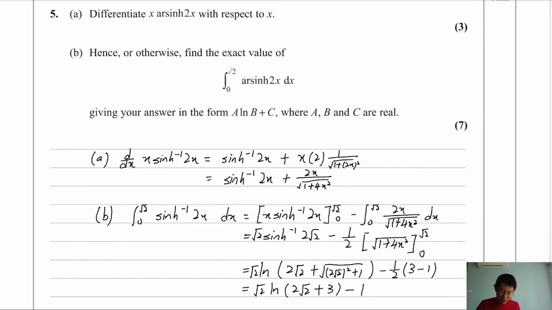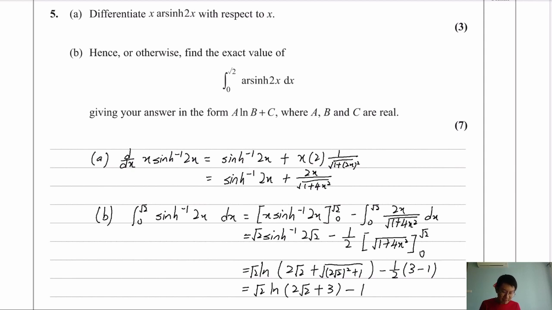So next one. So we have got the first part: differentiate x arcsine 2x with respect to x. For this one we have got two terms. It's a product, so we have to use the product rule. So by using the product rule, this is basically what we get.